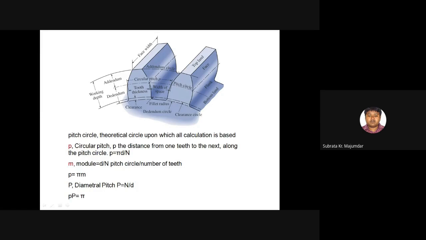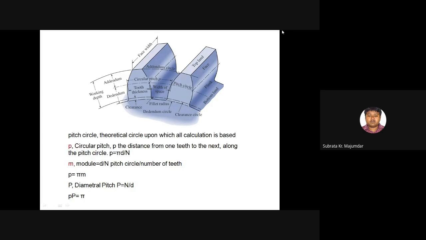And for the circular pitch there is one little consideration. What is the little consideration? It shows where the two gears will mesh together correctly. If the two gears do not mesh correctly, then we cannot find the circular pitch.